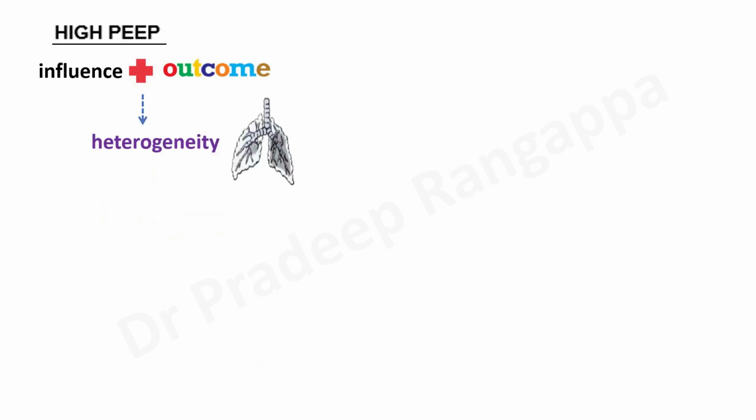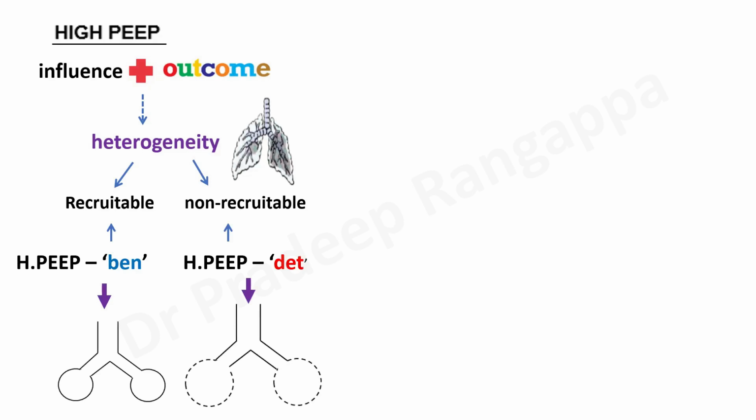And we do understand ARDS lungs are hugely heterogeneous. There are different areas of the lung, some areas which are atelectatic, some which are distended, some are over distended. So with regards to high PEEP, we need to understand that because of this heterogeneity, there are certain areas of the lungs which are recruitable and certain areas of the lung which are non-recruitable. In the areas of lung which are recruitable, high PEEP is shown to be beneficial. In the areas of the lungs which are non-recruitable, if you have a lung with non-recruitable alveoli and you give high PEEP, it can be detrimental. It can lead to deleterious effects.